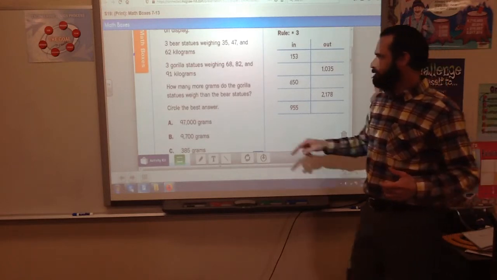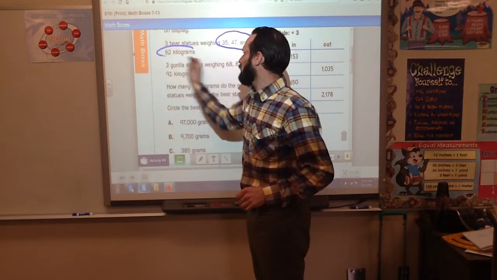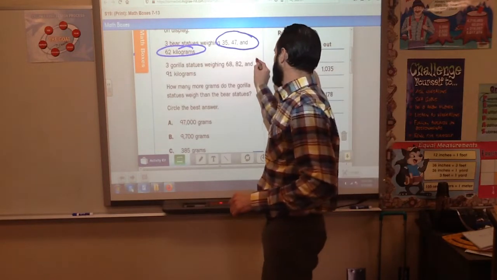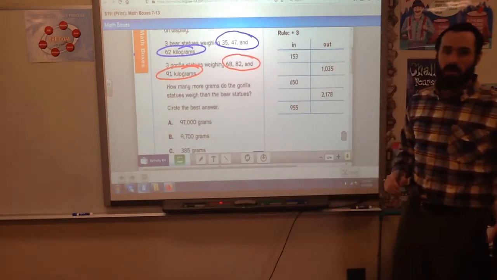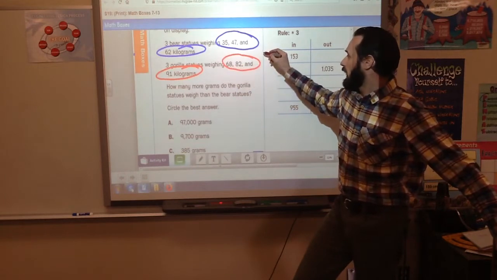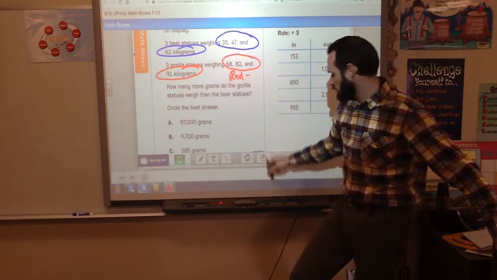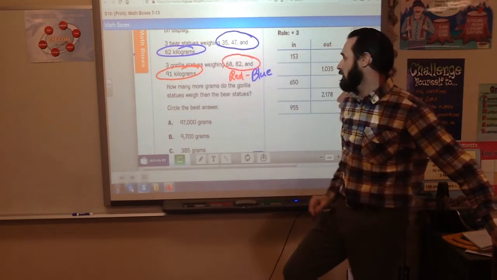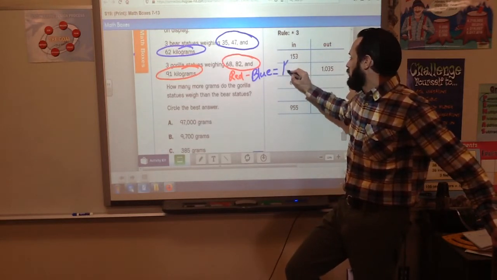So if it were me, what I would do first is I'd add up all these kilograms. And I'd do the same for the gorillas. And I know that the gorilla statues weigh more than the bear statues. So once I've added those together, I would take the red, which is the gorillas, and I'd subtract the blue, which in this case is the bears. And that'll get you a number of kilograms.